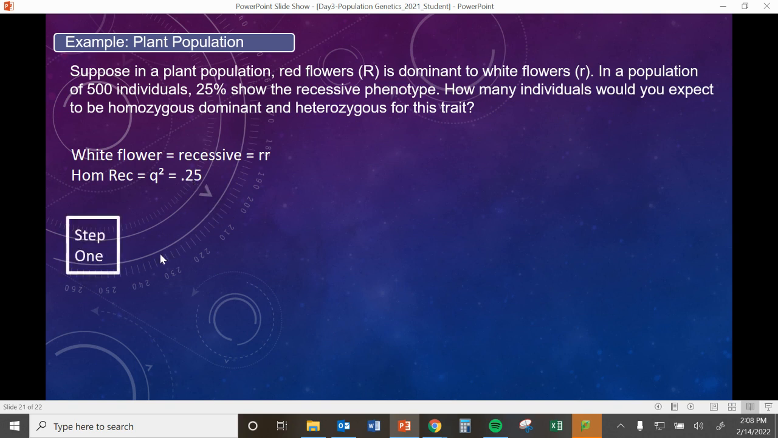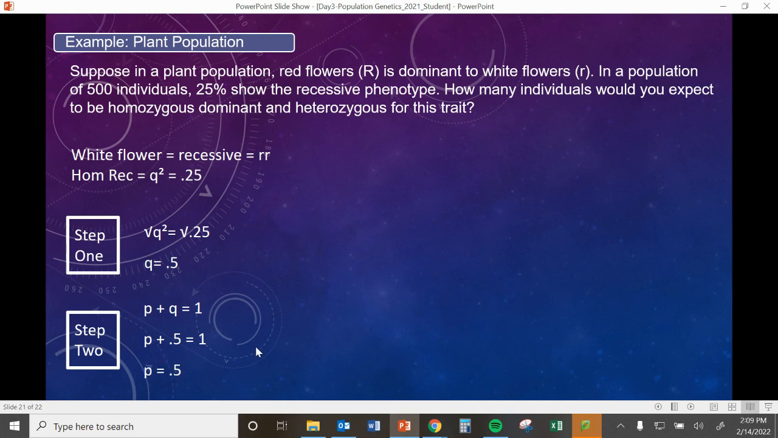So our first step is to take this and figure out what just one Q is. So we're going to do the square root to both sides to figure out that Q equals 0.5, because we went from Q squared to just Q. So now that we have Q, we can figure out what P is by using this first equation, P plus Q equals 1. So if Q is 0.5, we can then figure out that P is also 0.5. In this case, both of them are the same, but in other cases, it will be a little more complicated.